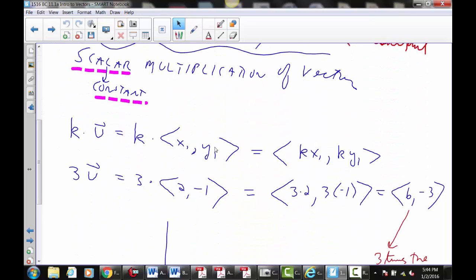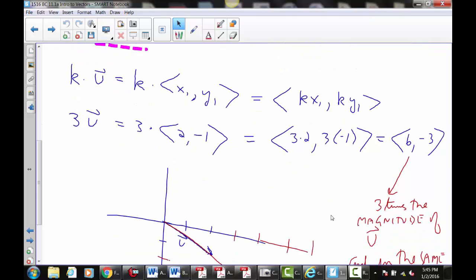Okay, now we're going to look at scalar multiplication, where you are multiplying a vector by a real constant. So, for example, 3 times vector u, let's pretend vector u is the vector 2, negative 1 in component form. Again, very easy to do algebraically. You simply distribute the k, multiply the k by the x1, also multiply the k by the y1.